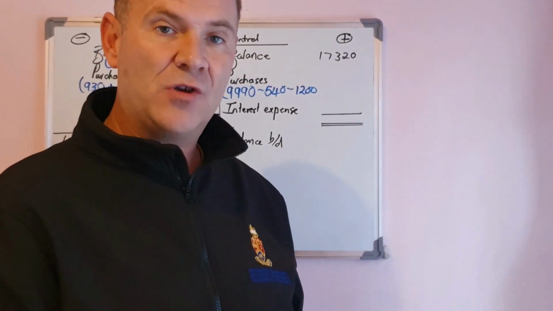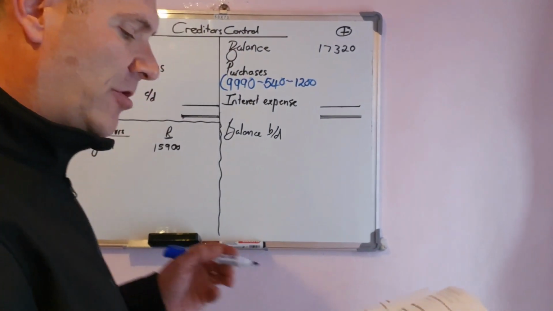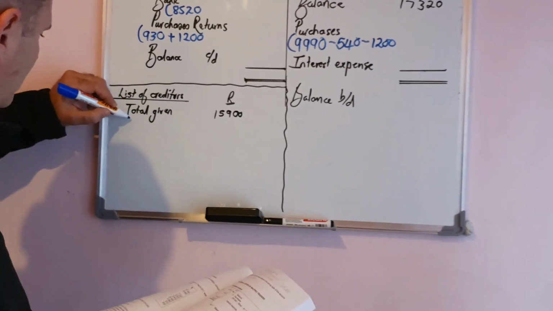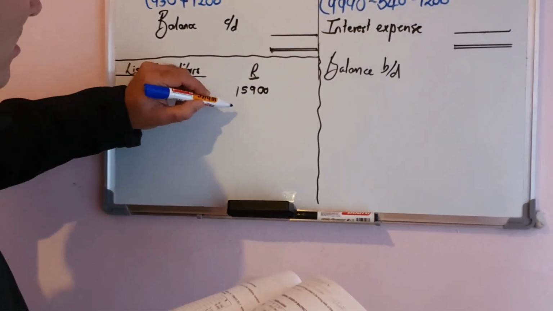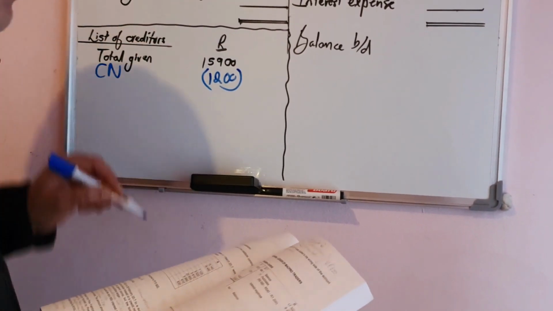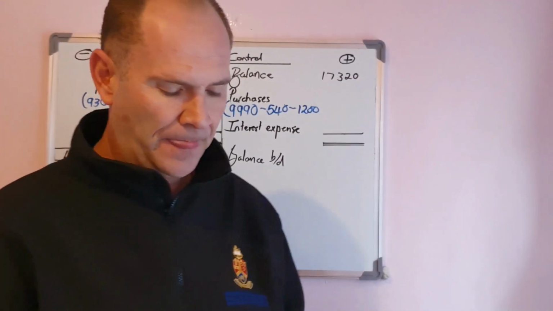Because nothing was recorded in the creditor's ledger, we are now going to have this specific credit note of 1,200 Rand, which is going to reduce what we owe to that specific creditor.